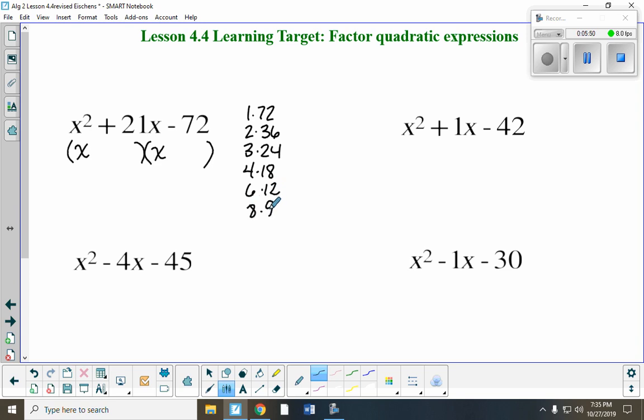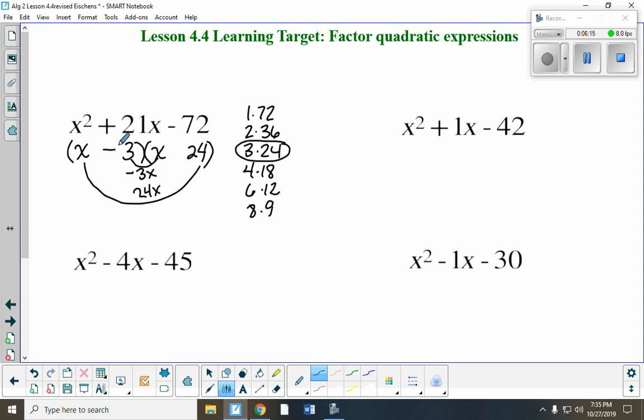All right, so now which of those could we subtract to get 21? Well, 3 and 24, it looks like we will be using those again. So if we look at the outer, that's 24x. If we look at the inner, that's 3x, and we want to get a positive 21. So we would put a negative right here because 24 minus 3 gives you 21.